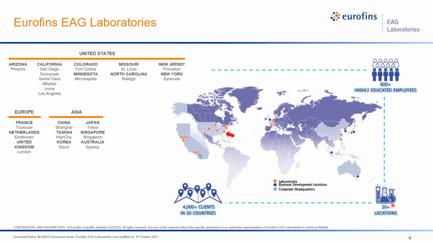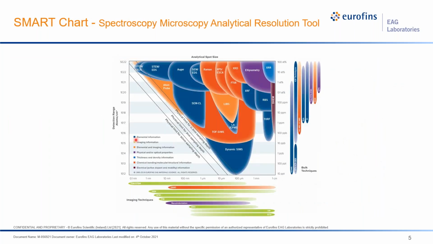So a little bit about Eurofins EAG Laboratories. We're a network of independent labs with over 600 highly educated employees at 20 plus locations worldwide, and we serve approximately 4,000 plus clients in 50 different countries around the world. So for essentially almost any kind of analytical technique you can think of, we probably have it. So if you have any kind of questions regarding that, feel free to ask us anytime, email us, etc. And so with that, we'll get to the SMART chart.